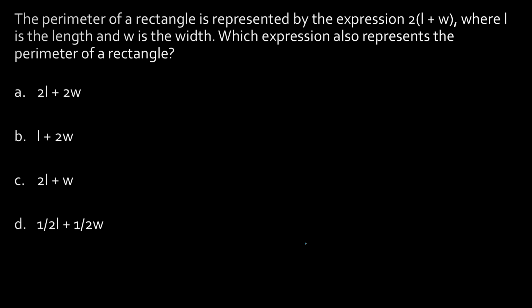Alrighty. The perimeter of a rectangle is represented by the expression 2 times L plus W, where L is the length and W is the width. Which expression also represents the perimeter of this rectangle? So I'm given this expression here, 2 times L plus W, and I notice all of my answer choices look like they're just being distributed.